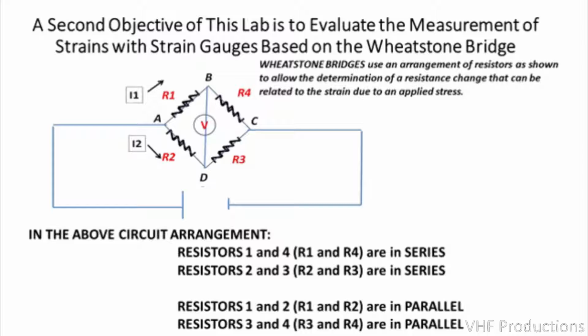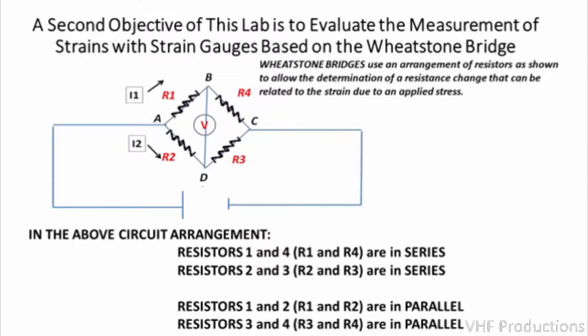As you look at the circuit here, resistors R1 and R4 are in series, and resistors R2 and R3 are also in series. Similarly, if you look at resistors R1 and R2, these resistors are in parallel, and resistors R3 and R4 are also in parallel. This is the typical setup of a Wheatstone bridge.